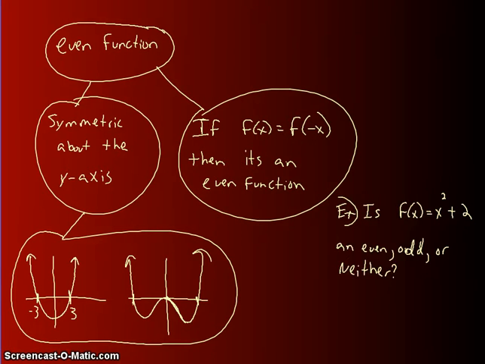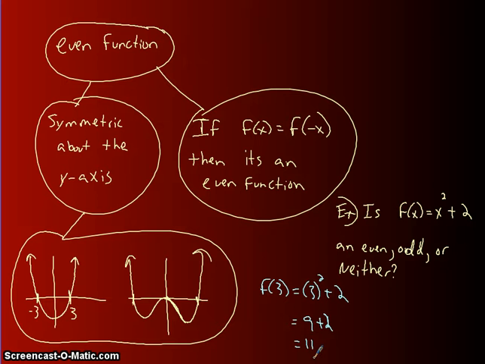Alright, so is the function f of x equals x squared plus 2 even, odd, or neither? The way you can find out is, you can make up a number for that. I'm going to make up a number, and we'll plug in the opposite of that number. Let's say I'll plug in f of 3. It's going to be 3 squared plus 2, which is 9 plus 2, which is 11.